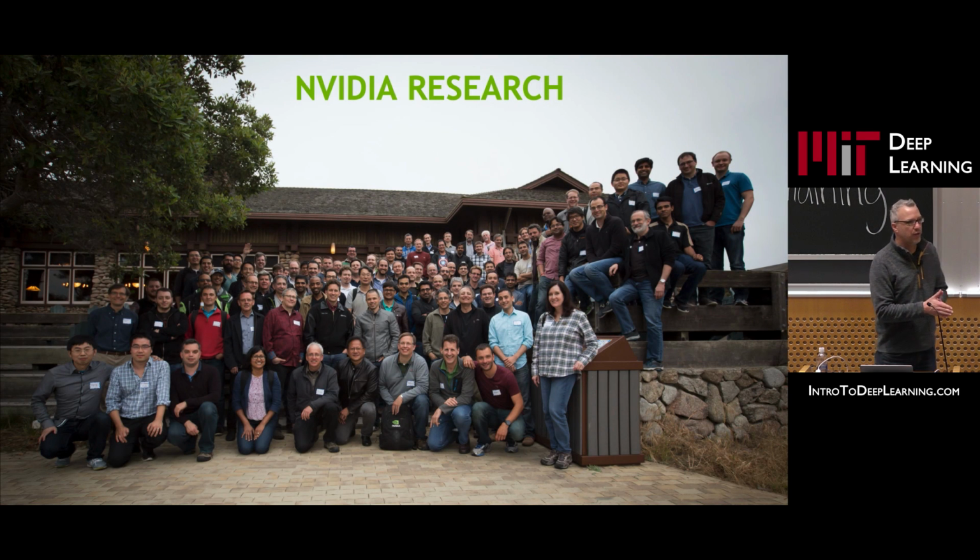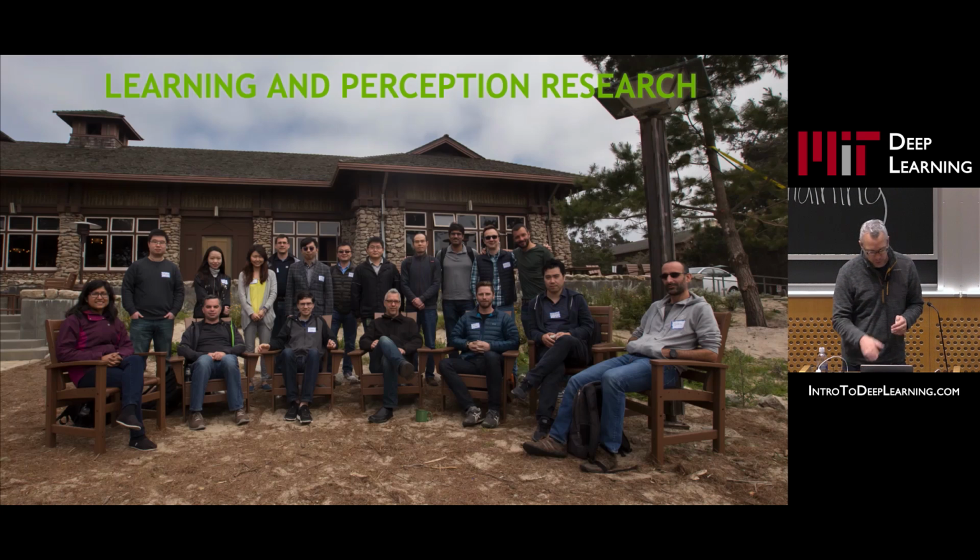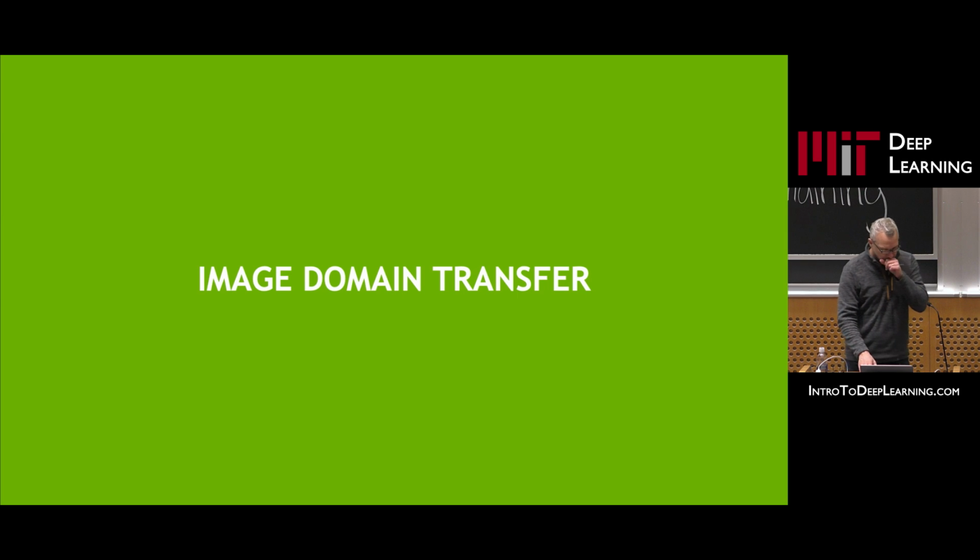So I'm part of NVIDIA Research. NVIDIA Research is a collection of researchers, and we work on a number of things, really all the way from circuits, very low level hardware, all the way up to machine learning and computer vision. Our mission is to develop technology through research. We have about 140 researchers in 11 different time zones. And my team, the learning and perception team, is about 20 people, and our focus really is a lot of computer vision research. And today I'll talk about some of it, and I called it image domain transfer.